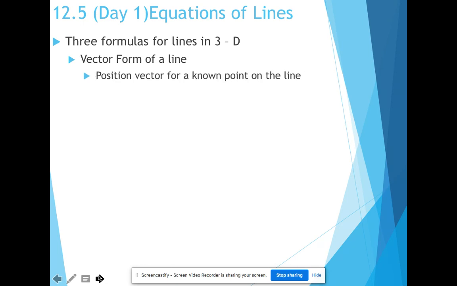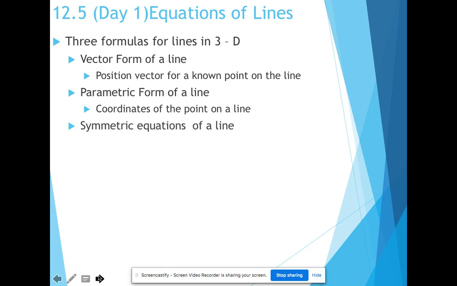We have the vector form of a line, right? Components of that, pun intended, are the position vector for a known point on the line. Parametric form of a line deals with the coordinates, right? I can see the coordinates of a point on a line in it. Symmetric equation of a line, I don't know how useful that is.